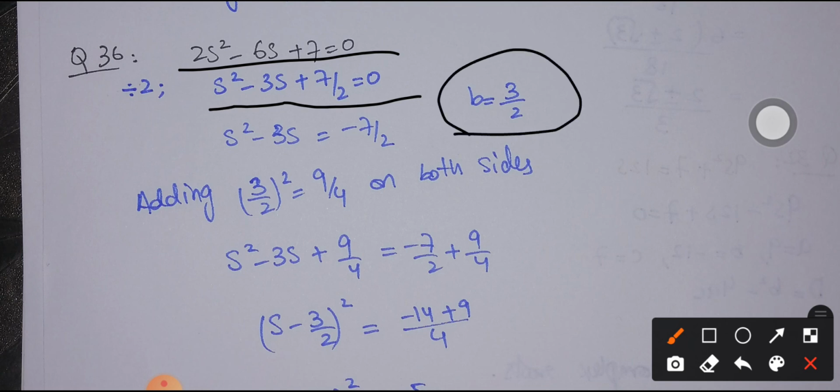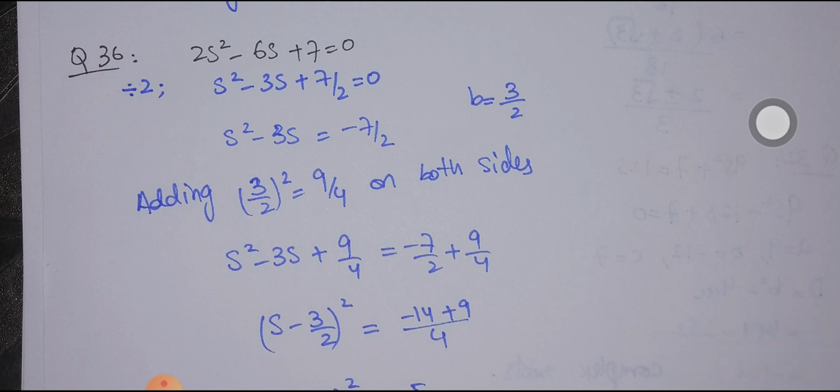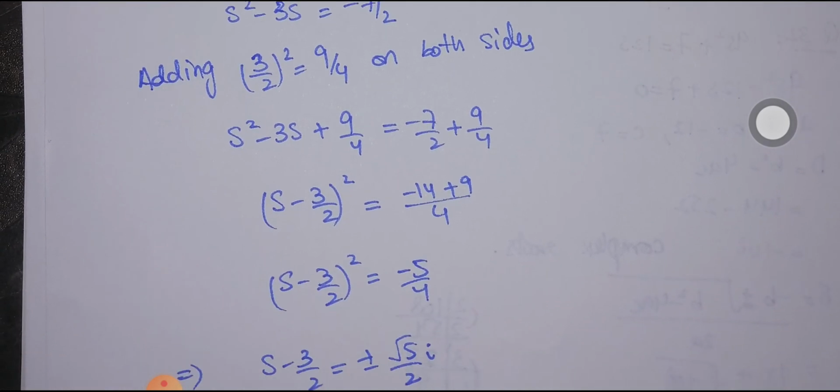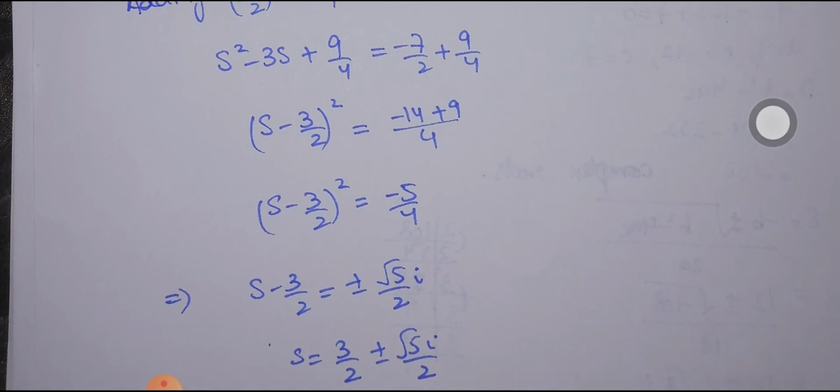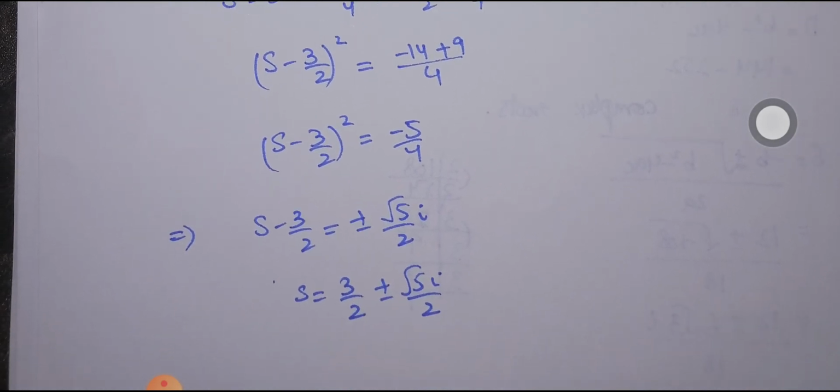Now adding the square of 3 by 2 on both sides, that is 9 by 4. Here we have s minus 3 by 2 whole square is equal to minus 7 by 2 plus 9 over 4. Here we have taken the LCM and we get a negative term, minus 5 by 4. By taking the square root we will get a complex number.